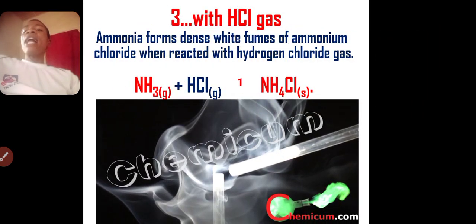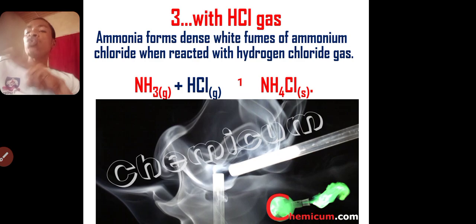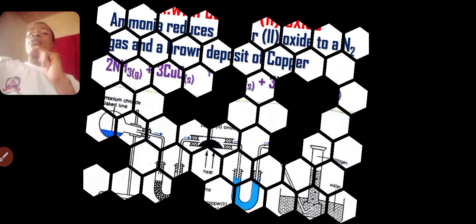Okay, ammonia can also react with HCl gas. In fact, this is a very common and very popular reaction of ammonia. When it does that, there is a formation of a dense white film of ammonium chloride. As you can see on the screen, you form a dense white film of ammonium chloride when ammonia reacts with HCl gas. So we are seeing a case of two colorless gases reacting to form a white solid. God is powerful.